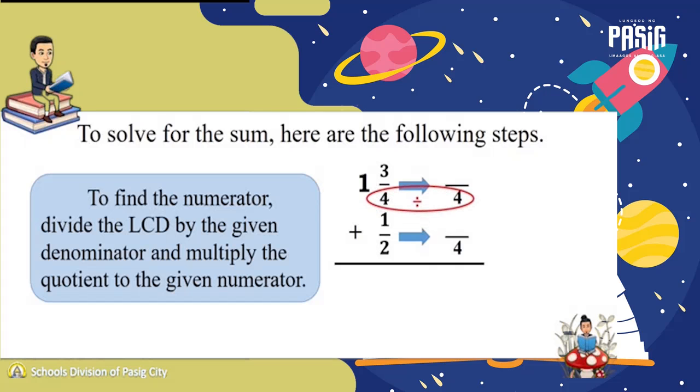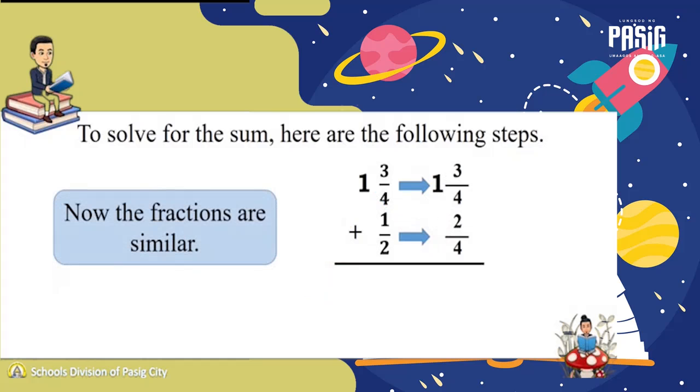So 4 divided by 4 equals 1. 1 times 3 equals 3. Again, let's do it in the second fraction. 4 divided by 2 equals 2. 2 times 1 equals 2. Just copy the whole number. Now the fractions are similar because they have the same denominators.